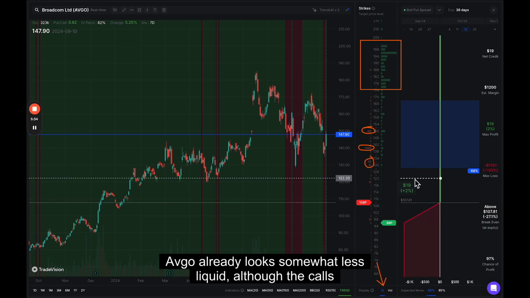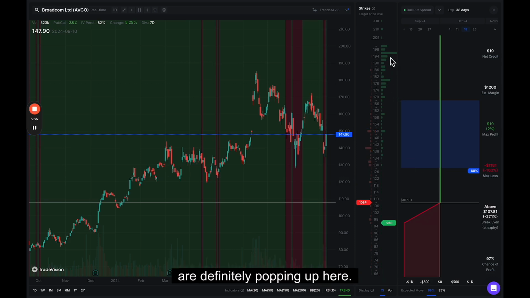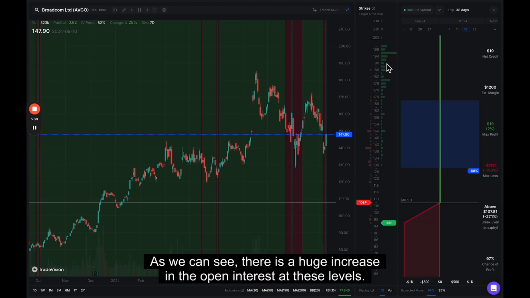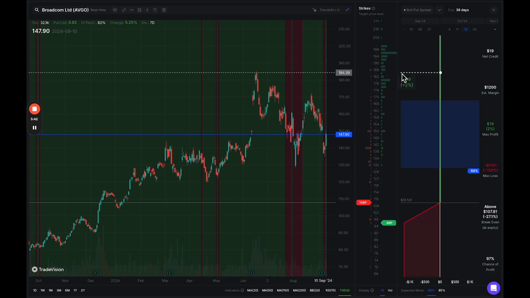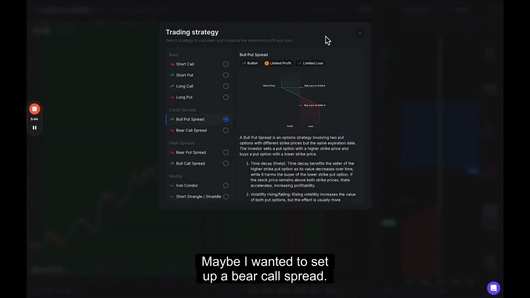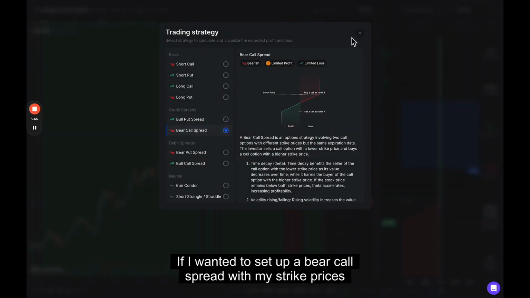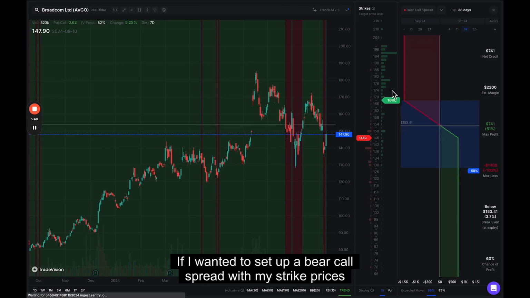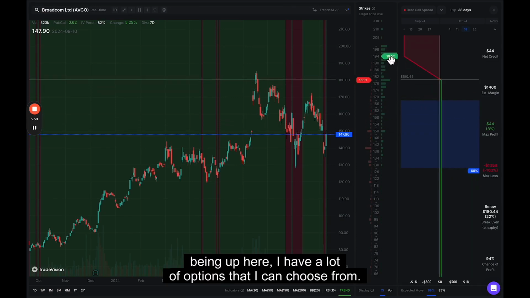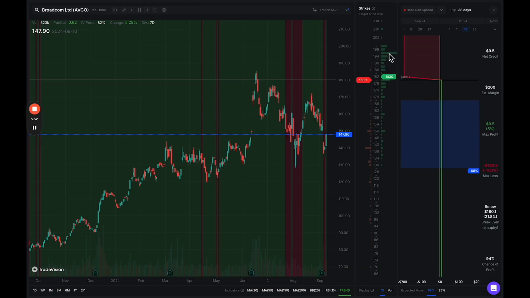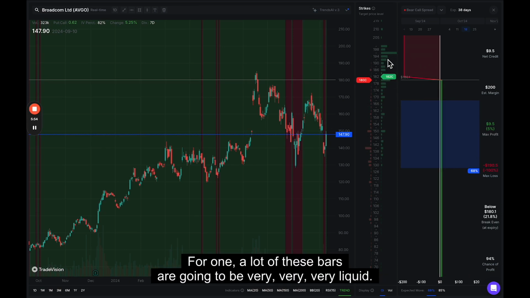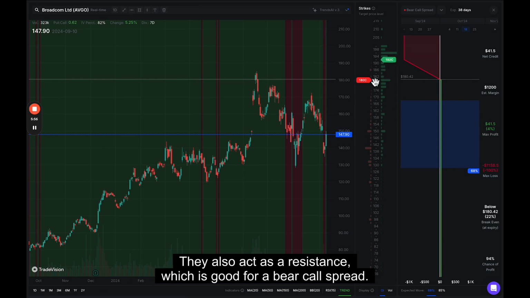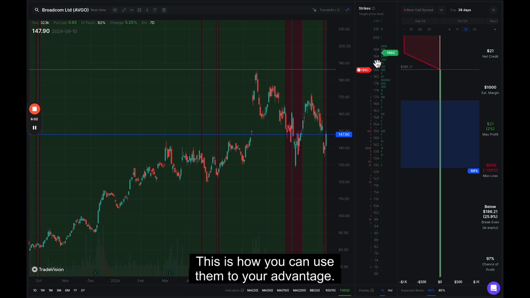AVGO already looks somewhat less liquid, although the calls are definitely popping up here. As we can see, there is a huge increase in the open interest at these levels. So, right, maybe I wanted to set up a bear call spread. If I wanted to set up a bear call spread with my strike prices being up here, I have a lot of options that I can choose from. For one, a lot of these bars are going to be very liquid, and they also act as a resistance, which is good for a bear call spread, right? So this is how you can use them to your advantage.